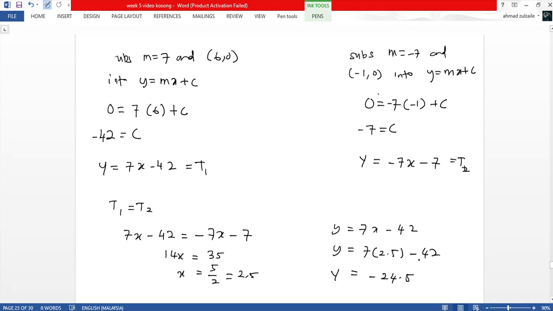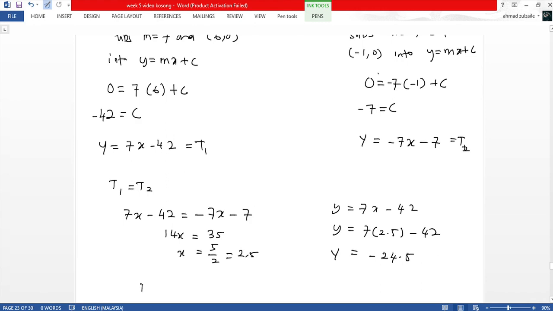So as a conclusion, therefore the point of intersection is 2.5, negative 24.5. That's it.